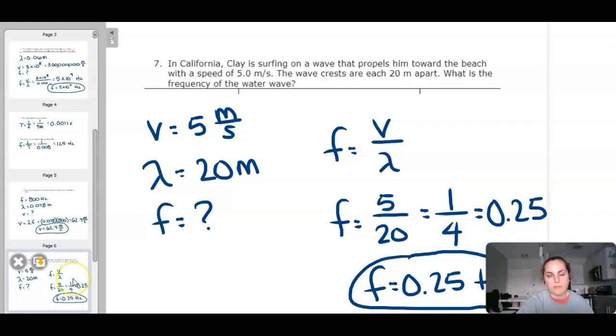Number 7, in California, Clay is surfing on a wave that propels him towards the beach with a speed of 5 meters per second. The wave crests are each 20 meters apart. What is the frequency of the water wave? So what we need to do here was divide in order to get the frequency. So we have our wave speed divided by the wavelength, so we should get 0.25 hertz.